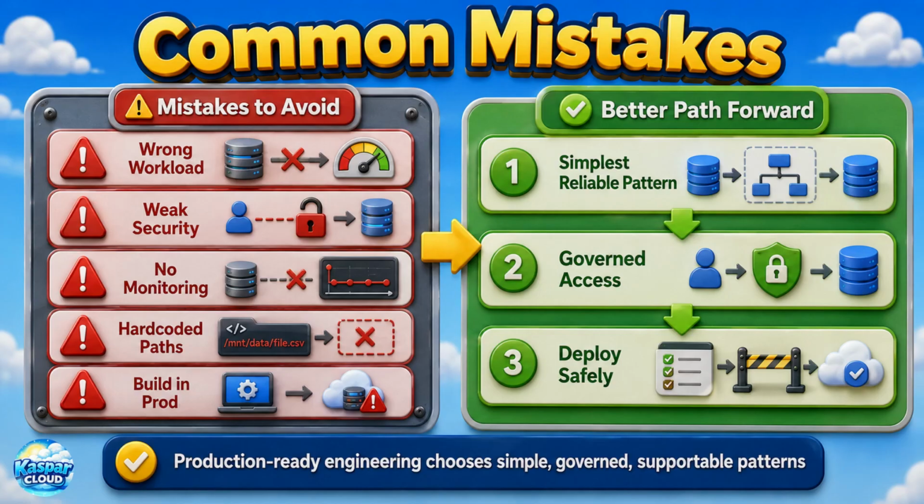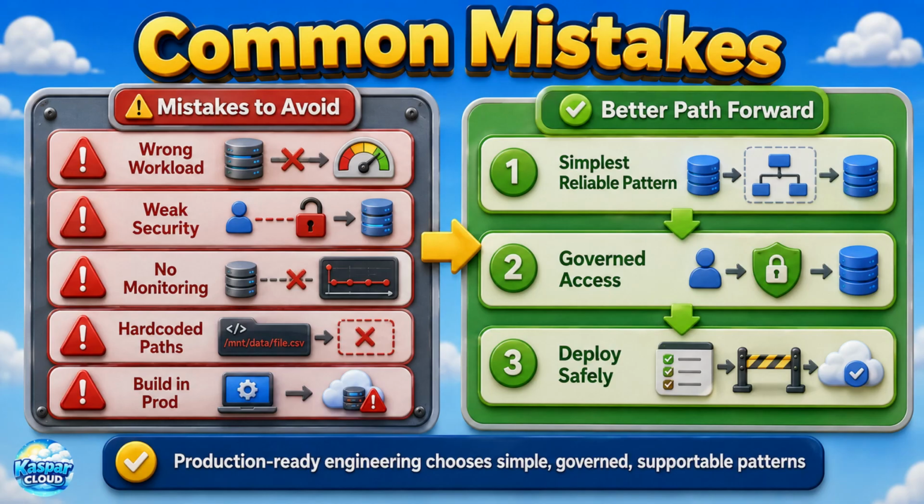Common mistakes include using the wrong workload, ignoring security boundaries, skipping monitoring, and building everything directly in production. Spark is powerful, but simple low-code preparation may be easier in Dataflows Gen2. Warehouses are excellent for SQL analytics, but they are not the best raw file processing layer. Streaming is valuable for low latency operations, but it adds complexity when daily batch processing is enough.